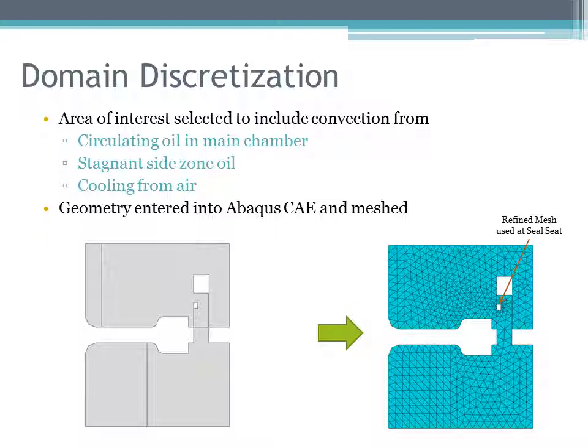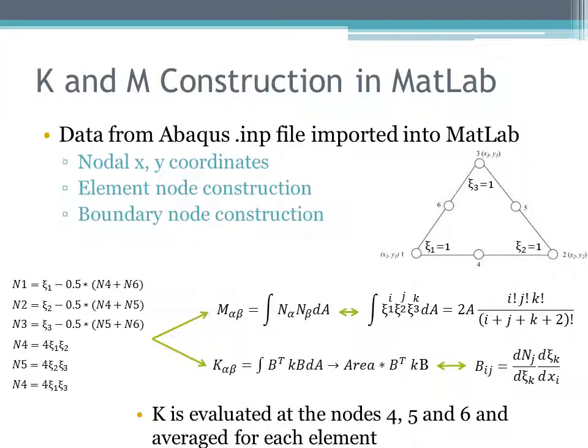First, the domain is clipped to include regions that both have heat added by the oil and heat removed by the air. The geometry is then fed into Abaqus CAE where the domain is discretized. The mesh includes about 2,400 nodes and 1,100 elements. M and K were constructed in MATLAB using local coordinate triangles. M itself is a function of the shape functions, while K is a function of the shape functions, the thermal conductivity, and the elemental geometry.